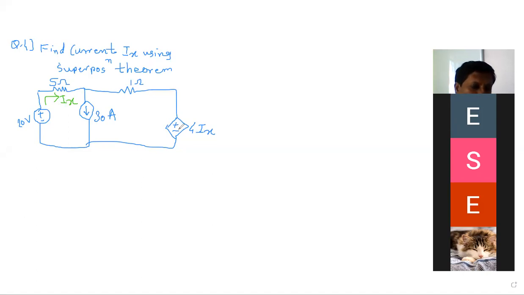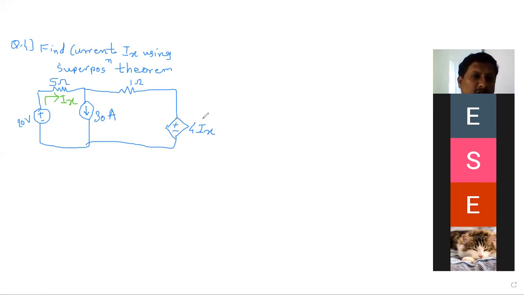Polarity a plus minus. Is it a voltage source or a current source? We have to complete this. Voltage source है क्या current source है? Voltage. Yes, it is a voltage source because plus minus is there.